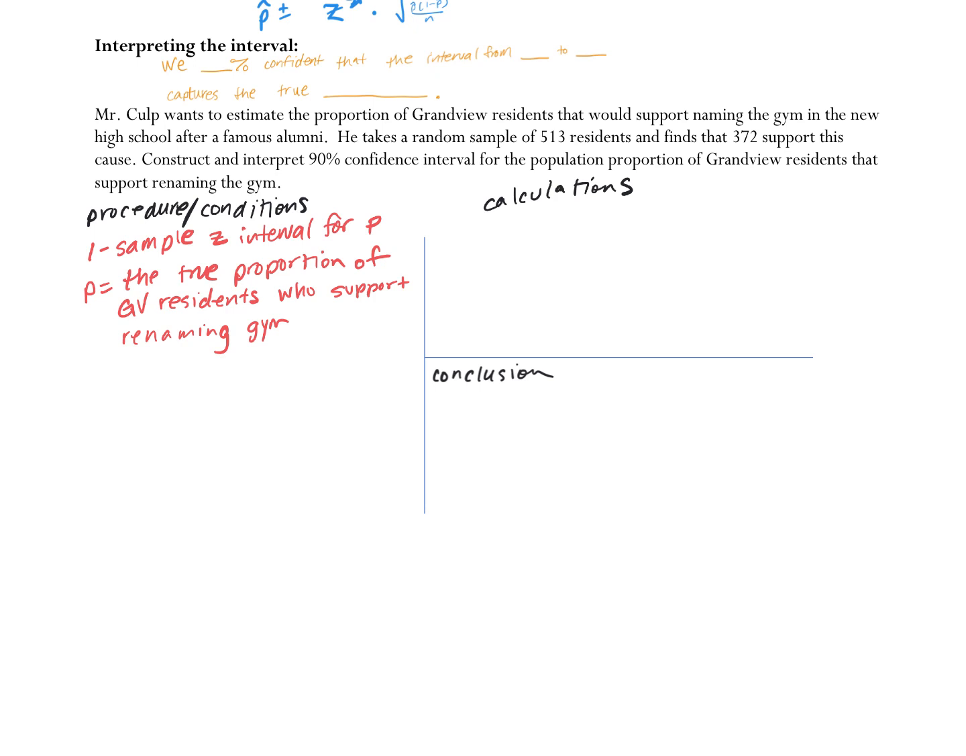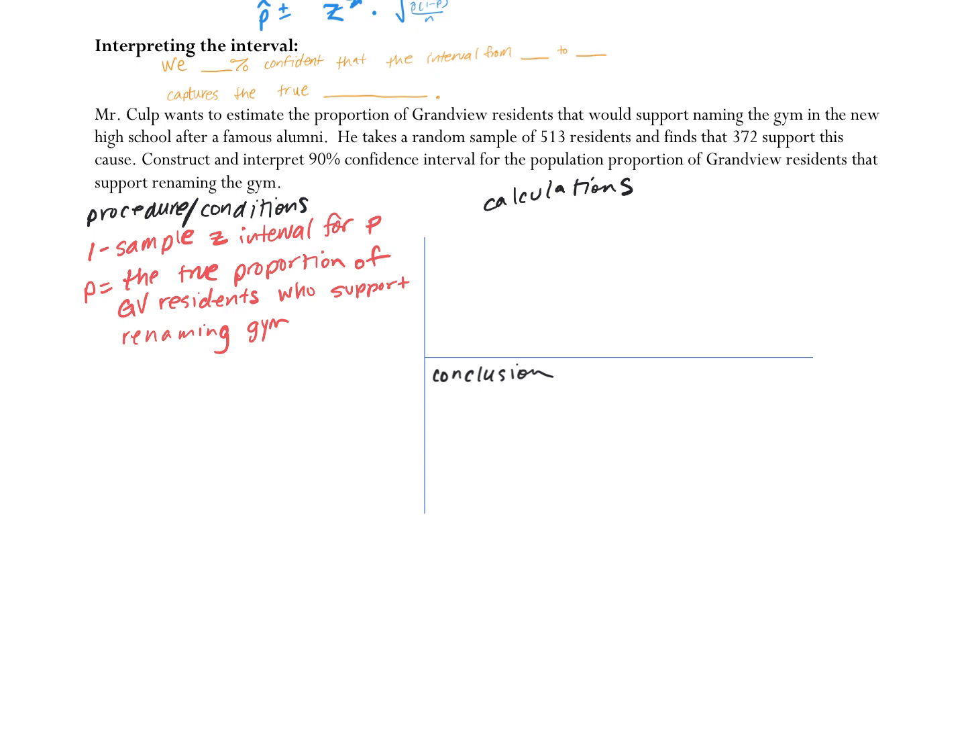Now, a quick English question. Y'all, what verb tense did I write this in? It is in present tense, yes? A big mistake kids tend to make is they write it in past tense. And the minute you write it in past tense, it sounds like you're talking about the sample instead of the population. Do you guys see what I'm saying here? We really want to avoid past tense verbs when we're doing inference. It's like the easiest way to lose points. For example, at the end I say, we're 90% confident that the interval from blank to blank contains the proportion of Grandview residents who supported renaming the gym. If I say supported, it sounds like I'm talking about the sample, but I'm not making a conclusion about the sample. I need to make my conclusion about the population.